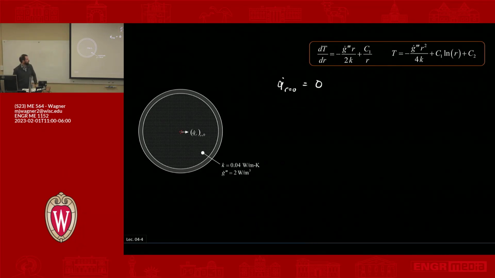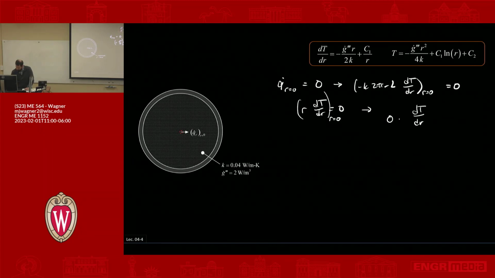All right, so let's work on that one a little bit. Introducing our rate equation, we would say then minus k 2 pi r L dT/dr evaluated at r equals 0 is equal to 0. You can simplify this out with the constants and just say r dT/dr is equal to 0. So this is all at r equals 0. So this is furthermore saying 0 times dT/dr is equal to 0.